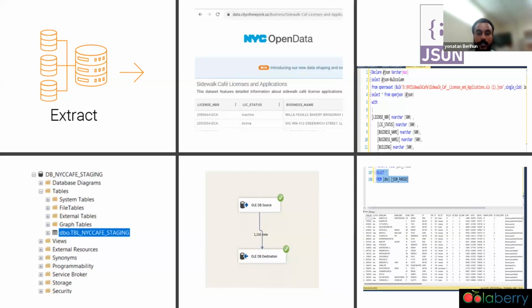So I created a staging database, took the information from the JSON, put it into the staging database table, and took my time to do some preliminary data profiling just to understand what kind of data I was working with. And once I understood the type of data and data types that I was working with, I went ahead and started to try to group things together in a solid business logic that made sense.